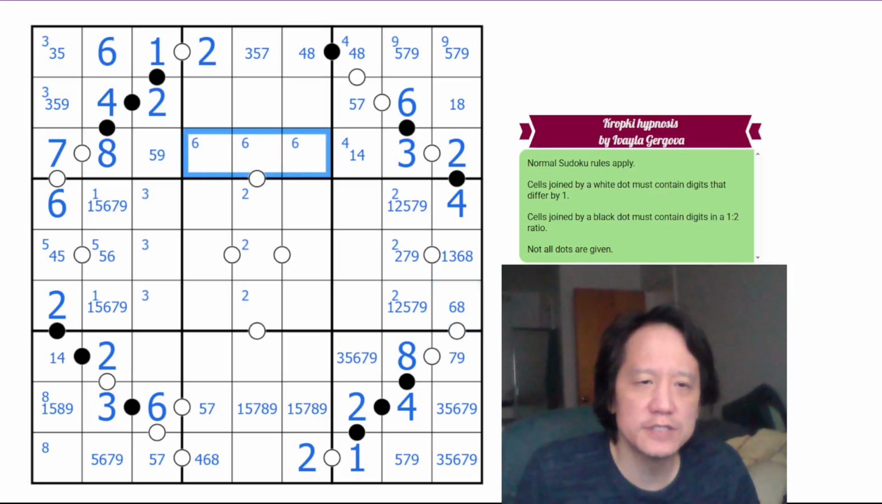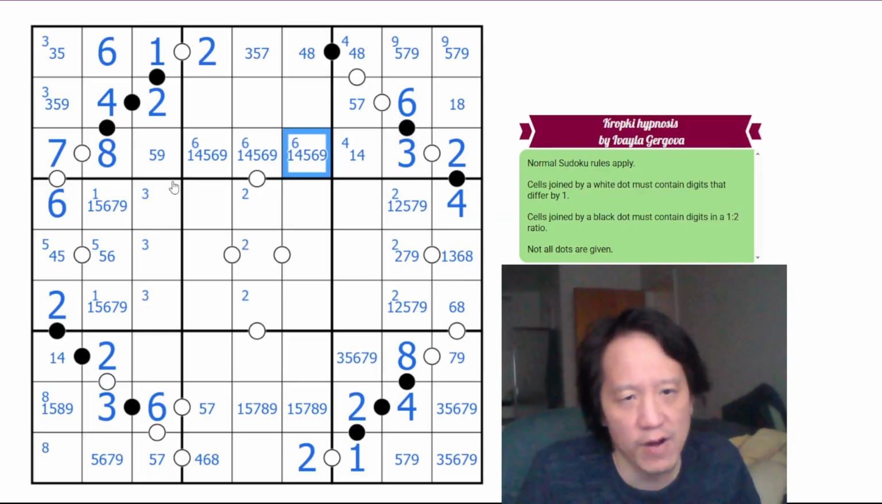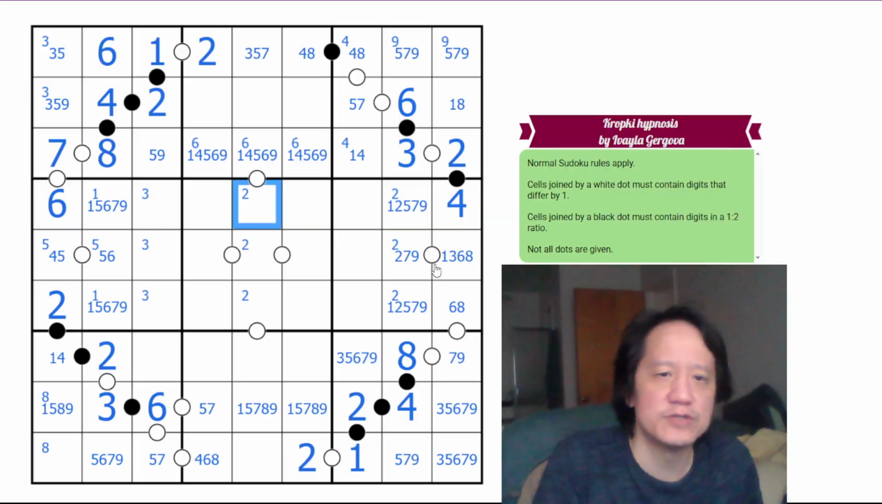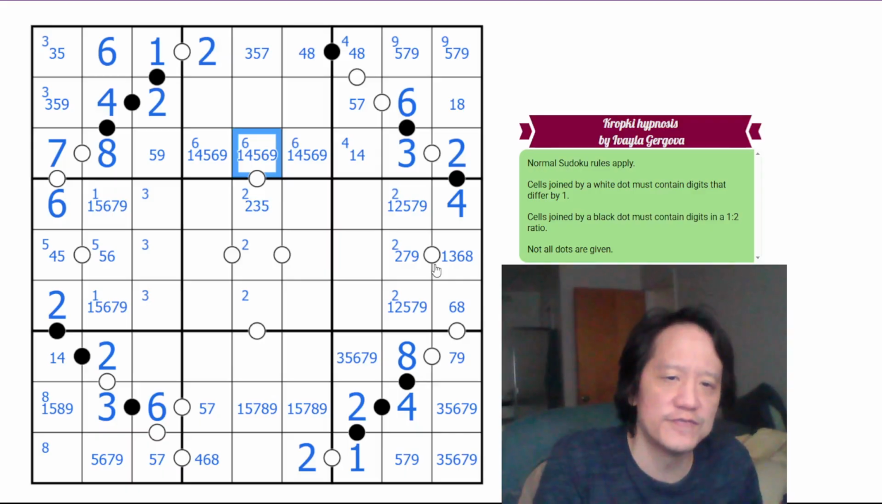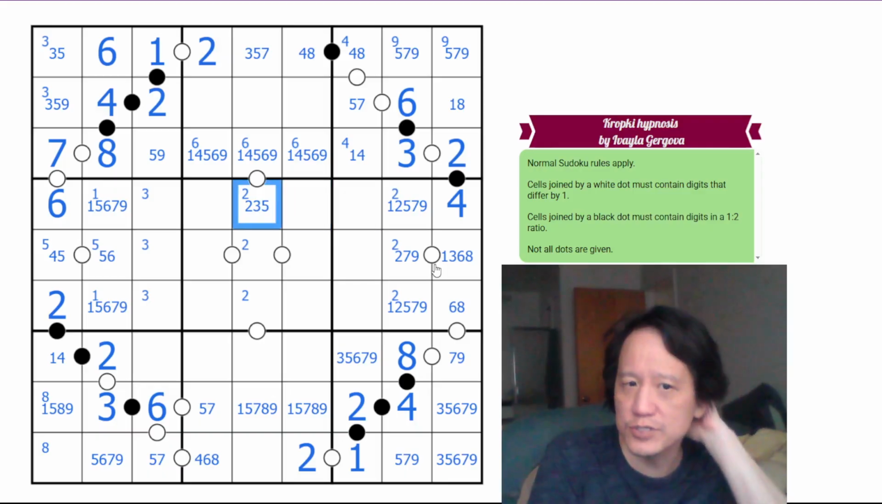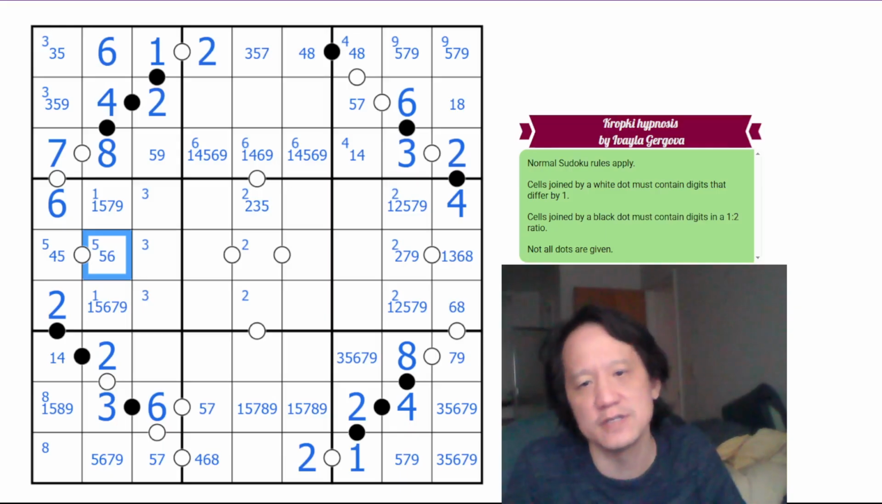Remaining digits in row 3 are 1, 4, 5, 6, and 9. Okay. This digit can be, if this is 1, this has to be 2. If this is 4, it can be 3 and 5. If this is 5, it would have to be 4 or 6, but this can't be 4 or 6. So this can never be 5. Again, this can't be 6. So this is 5, which makes this 4.